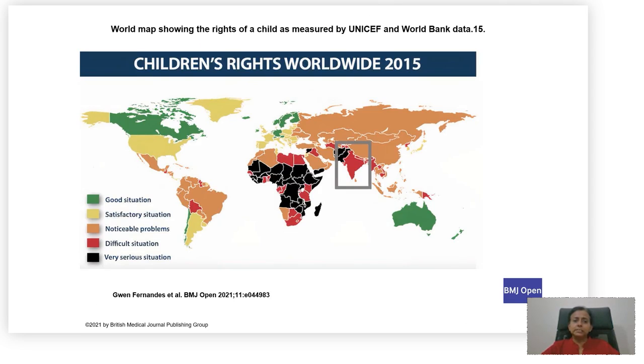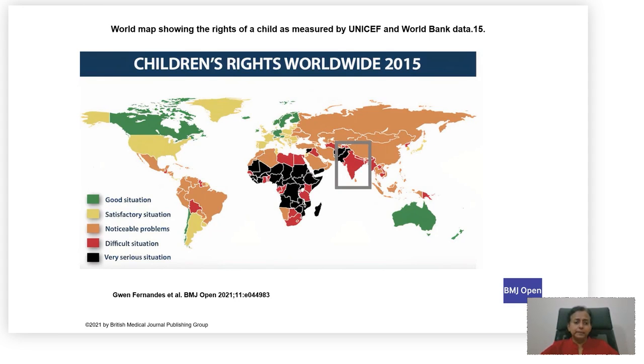If you look at children's rights worldwide, according to the World Bank and UNICEF report, the green indicates a good situation, where child rights and their promotion are encouraged in these countries. The black spots indicate a very serious situation where children's rights are greatly impaired. If you look at India and Sri Lanka, India is red, which means a difficult situation. But Sri Lanka is in the orange zone, which suggests a noticeable problem in children's rights.